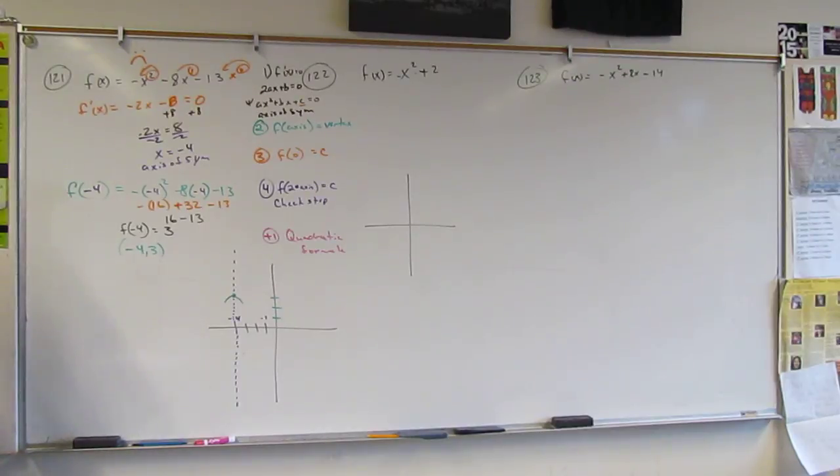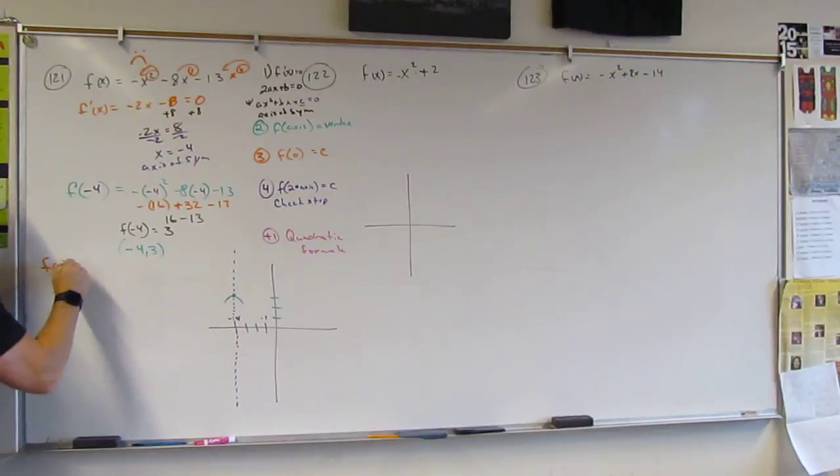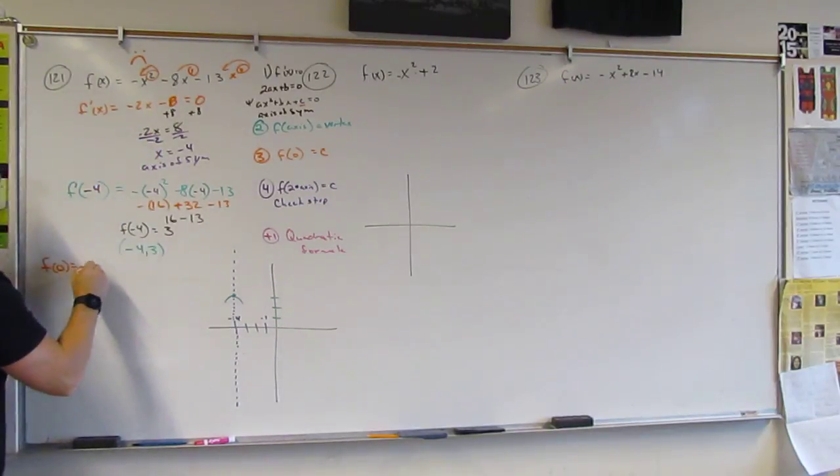And then we can graph it because it wants us to graph it. The easiest way to graph is, again, let's plug in f of 0. f of 0 just means that it's going to equal -13.